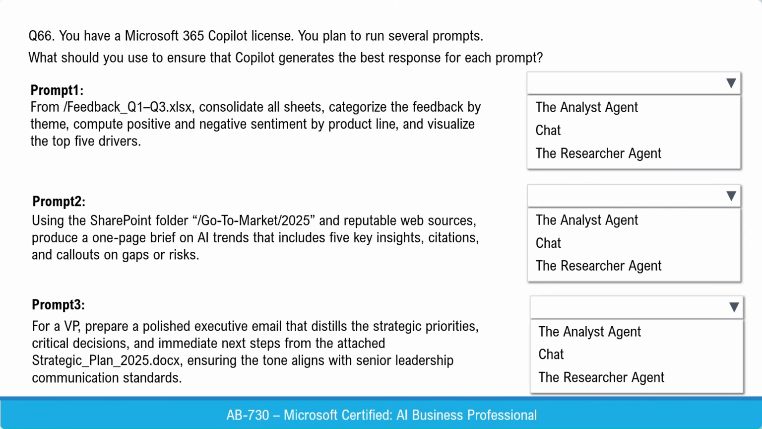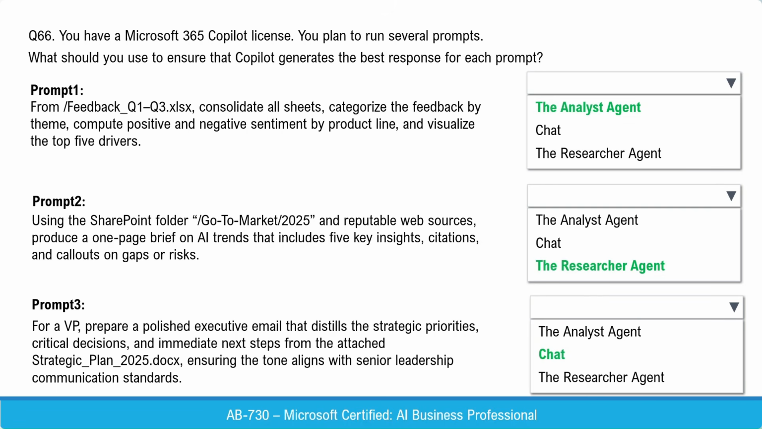And the correct answers are: for prompt 1, the analyst agent is best; for prompt 2, the researcher agent; and for prompt 3, chat serves the best purpose. Let's understand why. Prompt 1 involves working with Excel data, performing sentiment analysis, and creating visualizations. This is a data heavy task, so obviously the analyst agent is the right choice.